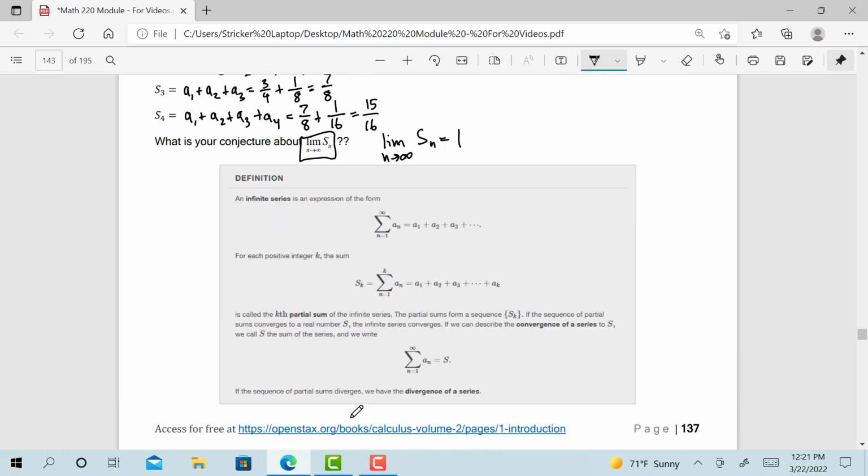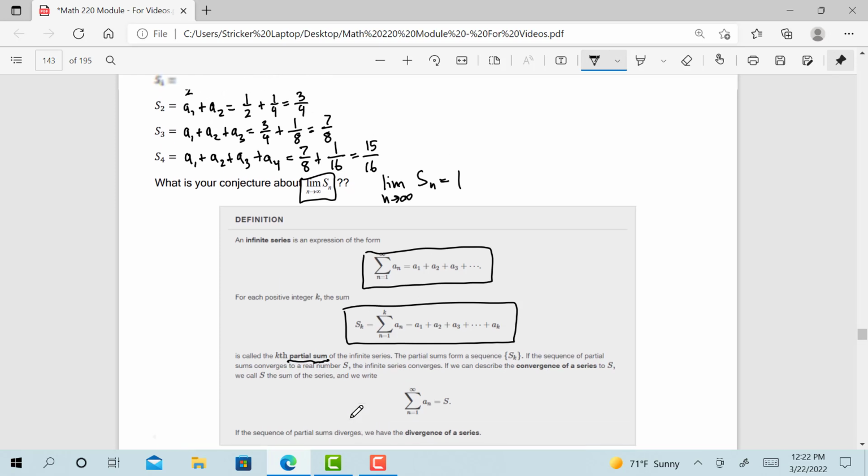So we already said an infinite series is an expression of the form given. So basically, you're just adding up the terms of an infinite sequence. Okay, so then what we call the partial sum is given by this. That's what we just did up above. Like when we found the fourth partial sum, we added up the first four terms. And then what we can get is a sequence that is formed by those partial sums.